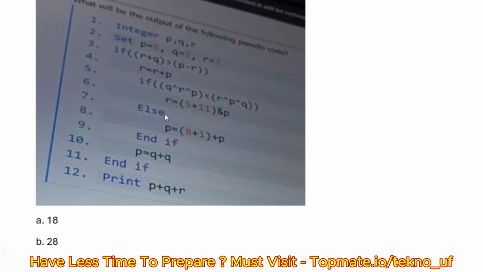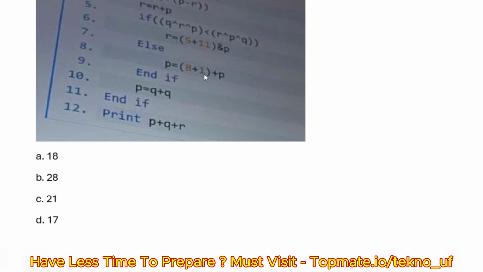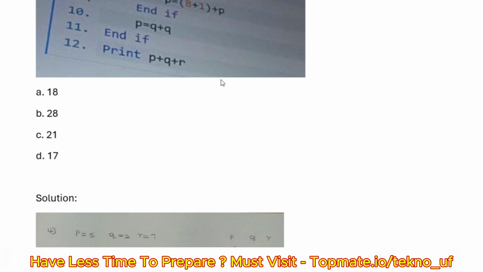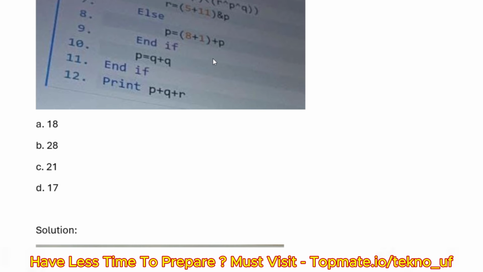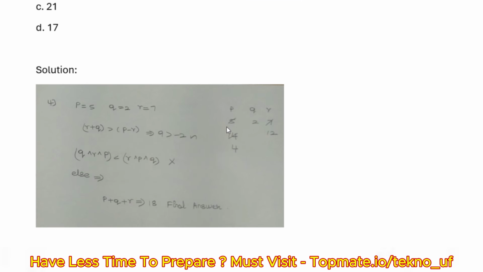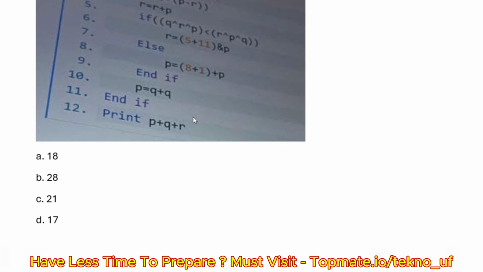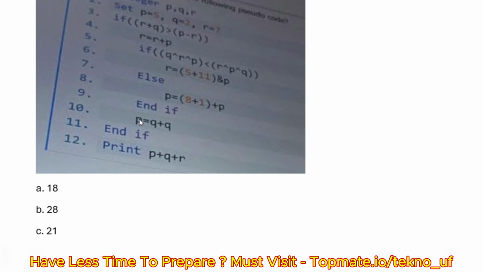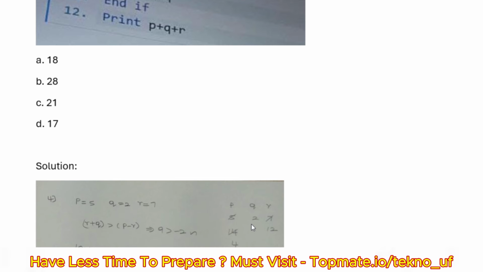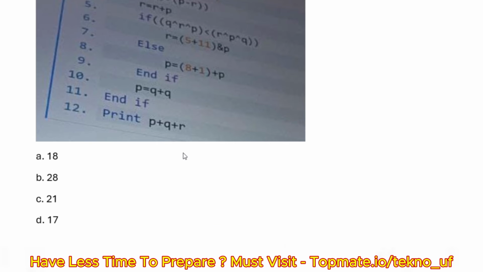So we can enter the else part. 8 plus 1 means 9. 9 plus P. We need to add 9 to the value of P. So 5 plus 9, 14. 14 is the current value of P. So we need to move to this line. P equal to Q plus Q. Q plus Q means 2 plus 2, which means 4. So we need to assign the value of 4 to P.